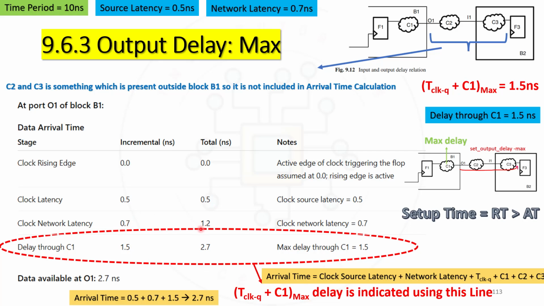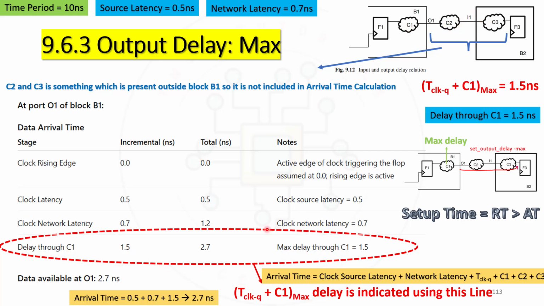Here is one important point that you need to remember. Read this blue colored line. So C2 and C3 are present outside block B1. So it is not included in the arrival time calculation. So for arrival time, we are considering only block B1. We are not considering C2 and C3.